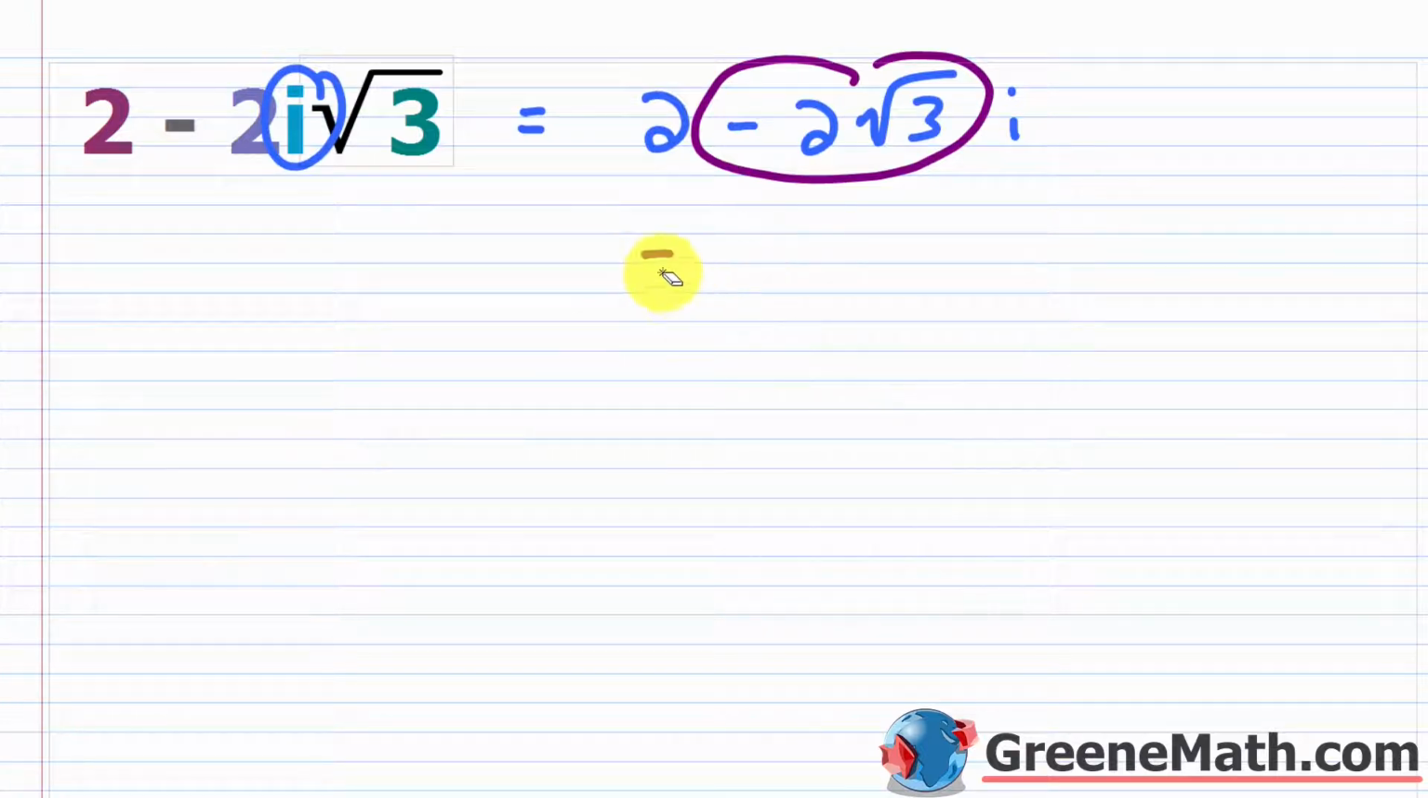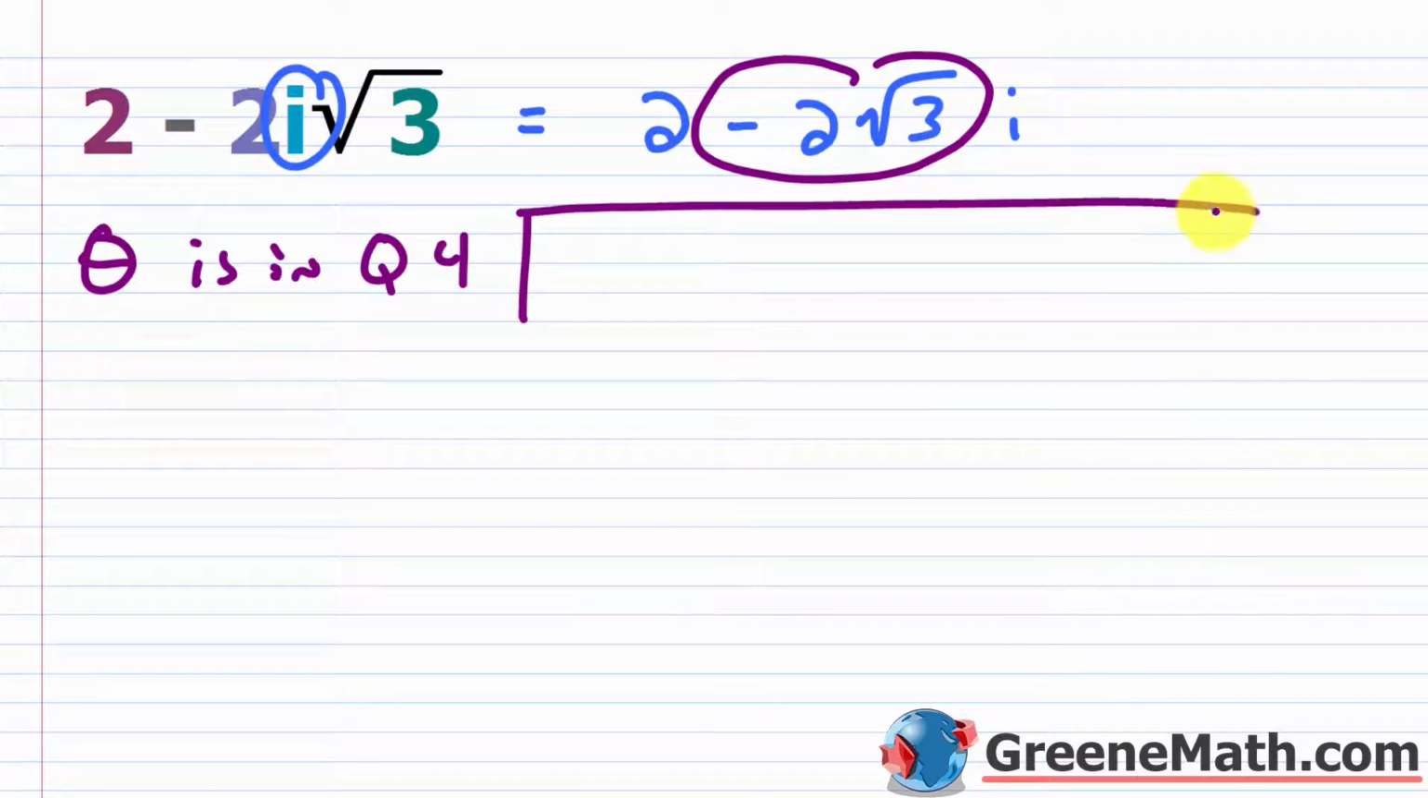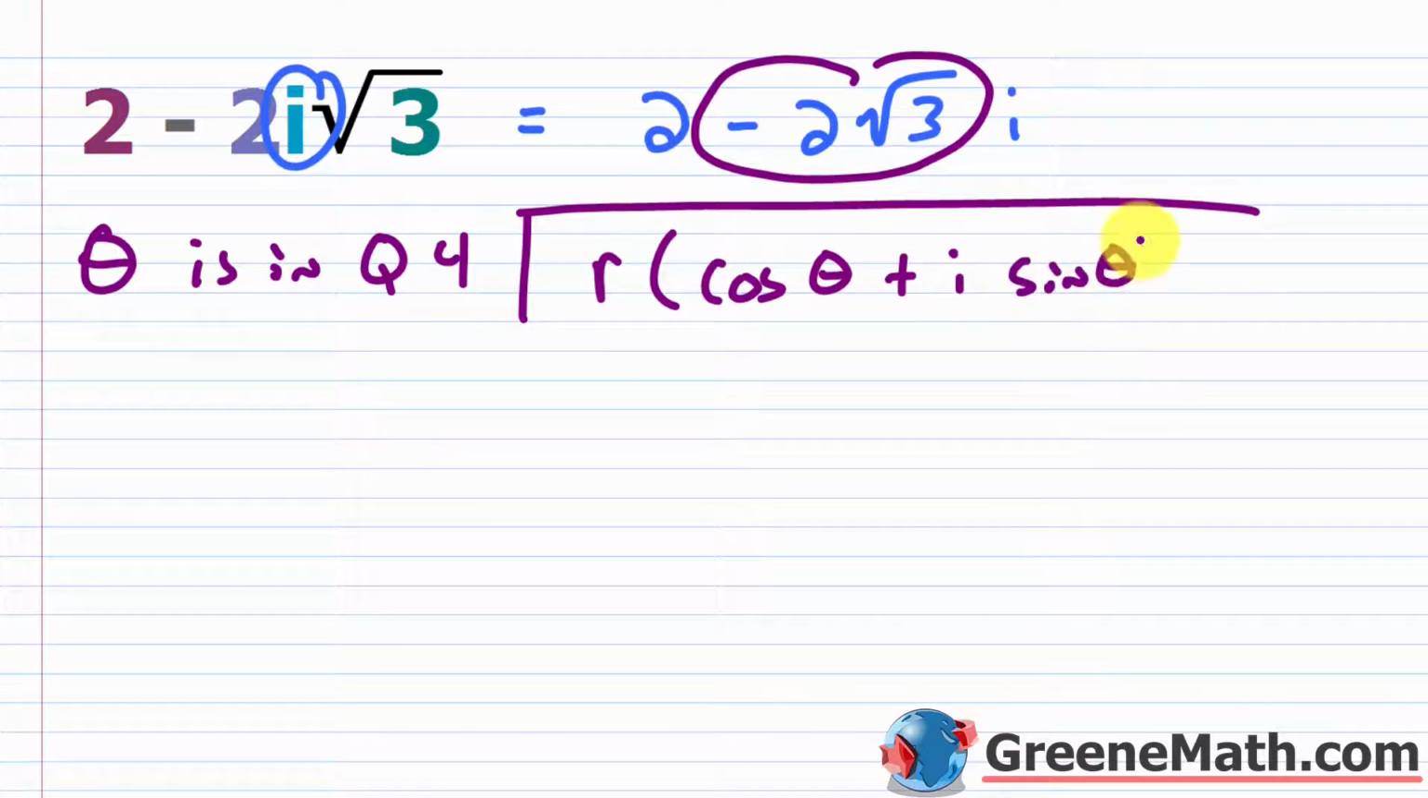Okay, so now I know that theta is in quadrant 4. We need that for later on when we're getting our angle theta. So if we want to get this trigonometric form or the polar form, it's r times cosine of theta plus i times the sine of theta, okay? That's all it is. So I need to figure out what r is, and I need to figure out what theta is, and I'm done. So how do I figure out what r is? r, again, is just the absolute value of the complex number.